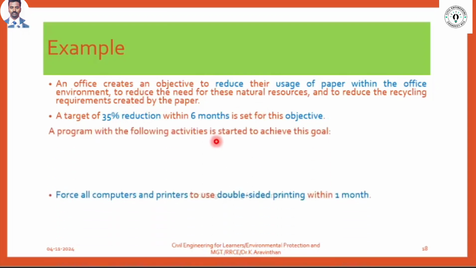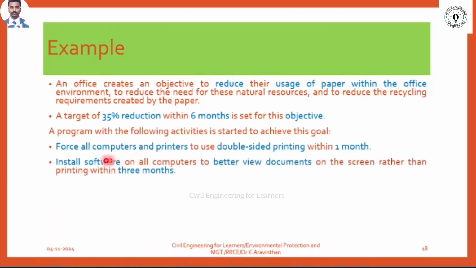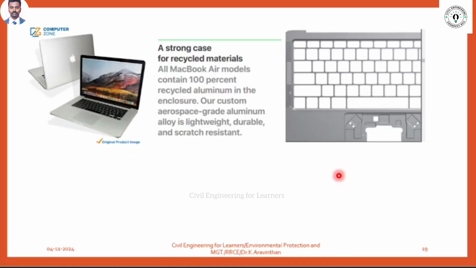How they make it is, they make a program, they force all computers and printers to use double side printing. This is a Mac Airbook. This is their laptop. The frame, have you seen this frame? This is a keyboard frame, isn't it?